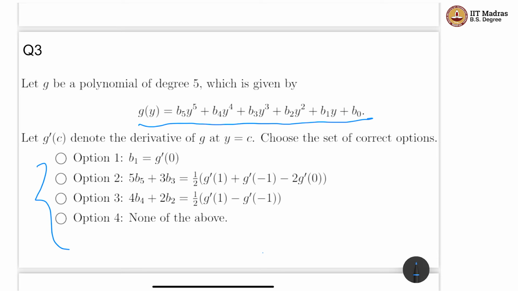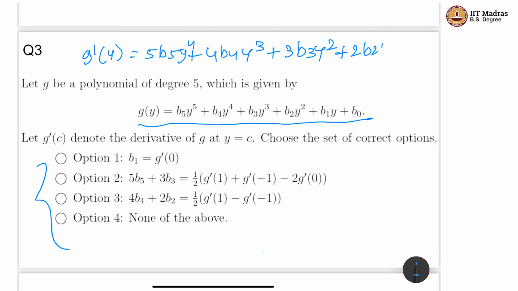So we can clearly compute g dash y. What is g dash y? This is 5b5 plus 4b4 y cube plus 3b3 y square plus 2b2y plus b1, right? So this is the derivative of the given function. Now we can calculate g dash 0. If we apply 0, all the terms except the last will be 0, so this will be equal to b1 and this is correct, right?